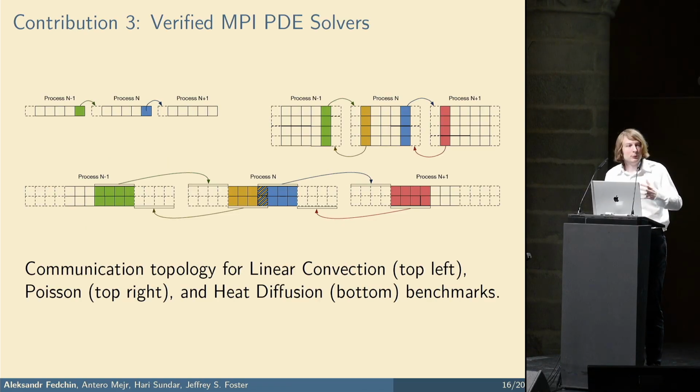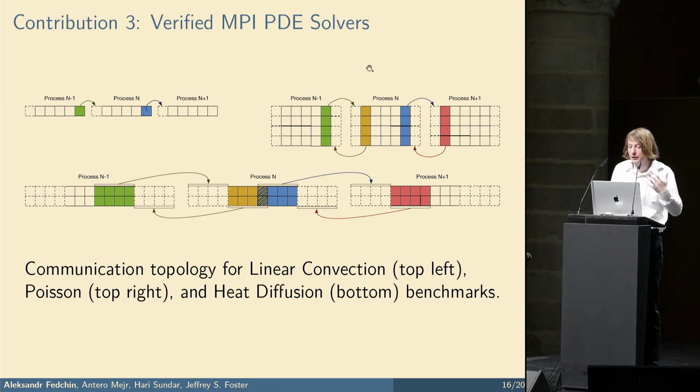Right, so now let me move to our third contribution, which is a set of verified partial differential equation solvers that use MPI. These are solvers for the linear convection, Poisson, and heat diffusion PDEs. The linear convection models the transmission of a wave at a constant speed, and you can see the communication topology for it at the top left. This is what I've showed you earlier.